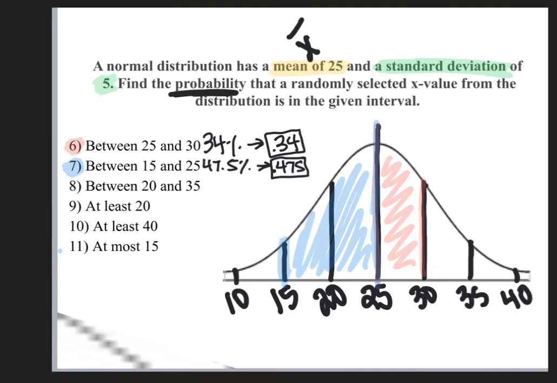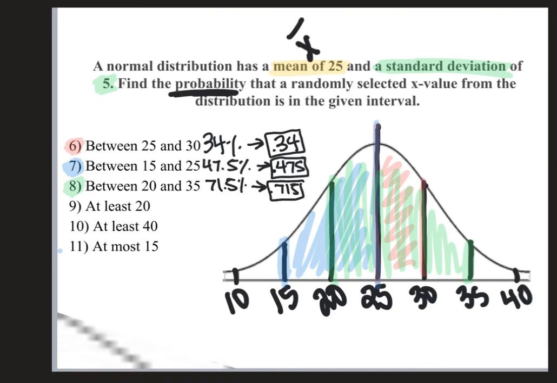Okay, the next one is going to be in green. Now you're going to find the probability between 20 and 35. Okay, so you're going to add the 2 34s in the middle, and then you're going to add 13.5. So you have 3 sections highlighted. Okay, so you have 71.5%, but that as a probability is 0.715.